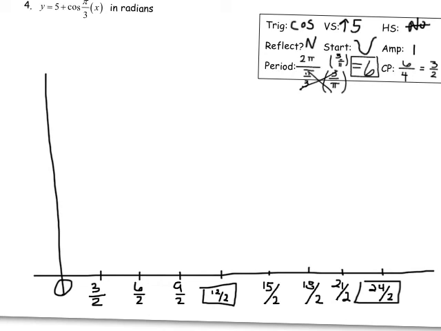I have a vertical shift up 5, and an amplitude of 1. This was my cosine, not reflected. So if I'm not reflected for cosine, I start at the top, and then I go middle, down, middle, top, middle, down, middle, top.